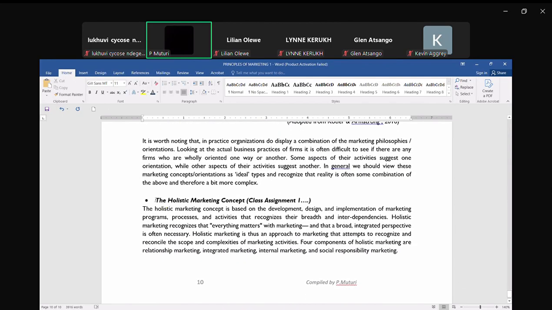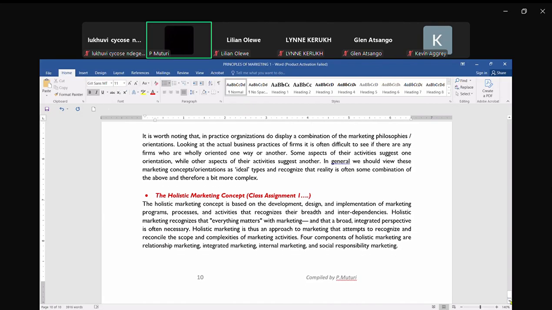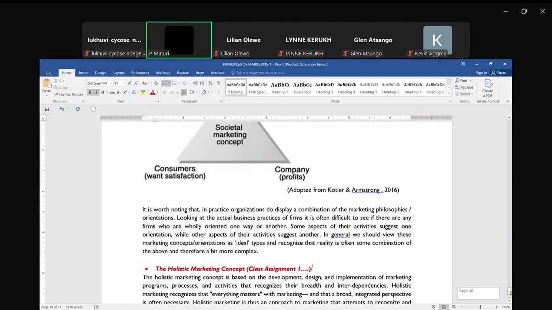That one I would want to give you as an assignment. This will be part of your assignment. It's an emerging marketing philosophy. I will put it nicely as part of your assignment package. So there will be this question where you're going to really research on the holistic marketing concept, which is a more recent development into the marketing philosophies thinking.